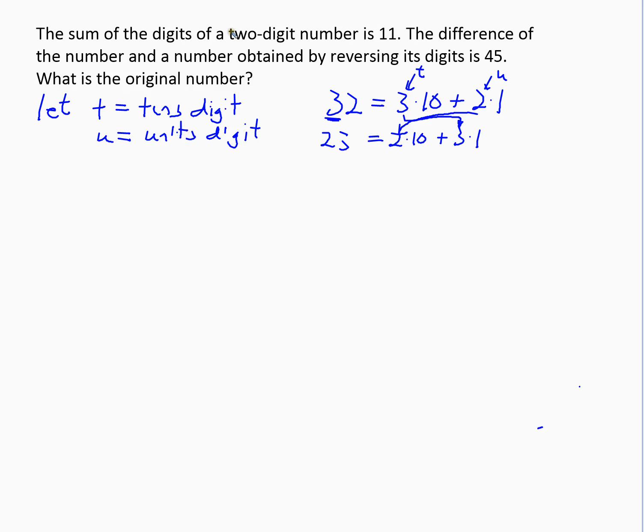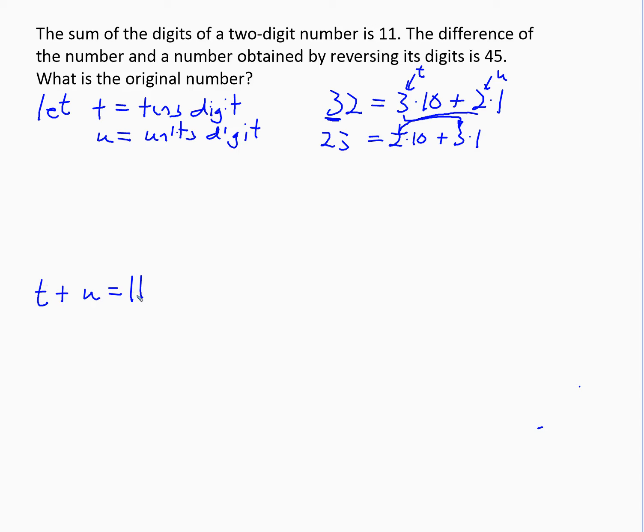So first of all, it's pretty easy. The sum of the digits of a two-digit number is 11. I'm going to write that down here: the tens digit plus the units digit has to equal 11. We probably could work through this problem by guess and check, but we're going to use our systems of equations just for some practice.